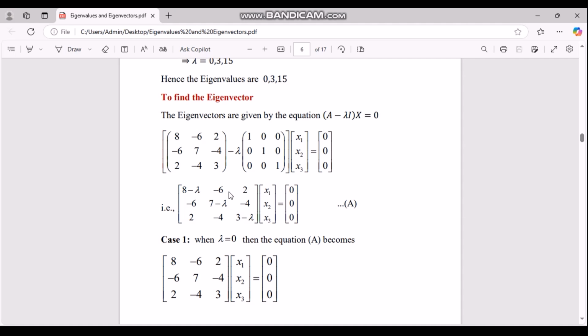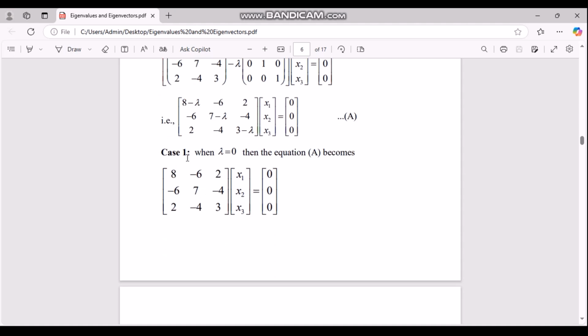So 8 minus lambda, minus 6, 2, then minus 6, 7 minus lambda, minus 4, 2, minus 4, 3 minus lambda. And here the eigenvector is x1, x2, x3, and the right hand side is 0, 0, 0. We are looking for the eigenvector for each case. There are three eigenvalues, so you are looking for three vectors. When the eigenvalues are distinct, you can go for each case.